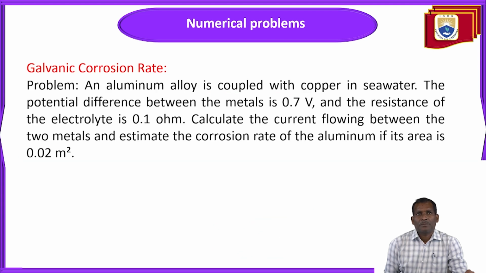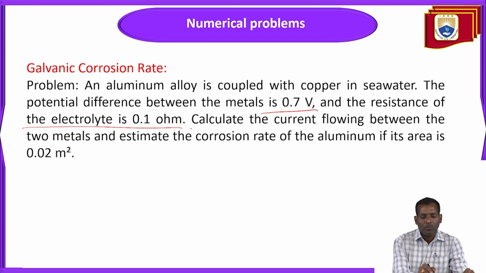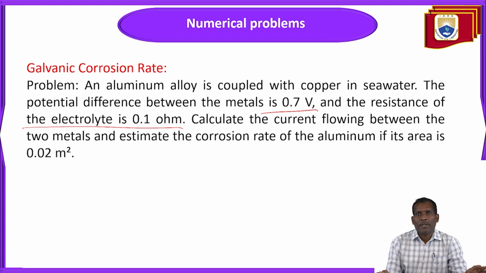Galvanic corrosion rate. An aluminum alloy is coupled with copper in seawater. The potential difference between the metals is 0.7 volt and the resistance of the electrolyte is 0.1 volt. Calculate the current flowing between the two metals and estimate the corrosion rate of aluminum if its area is 0.02 meter square.